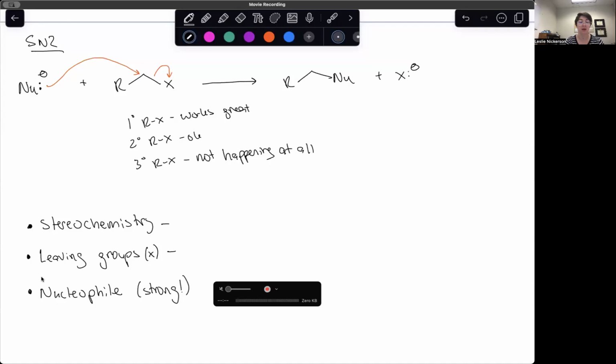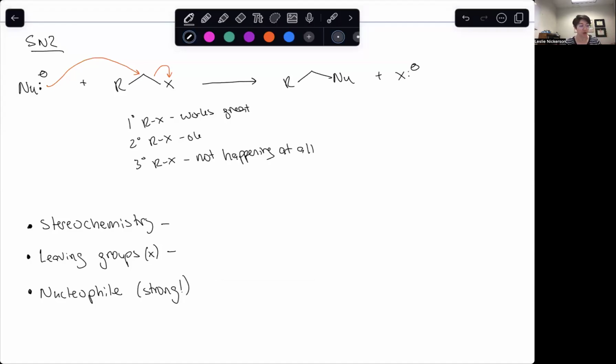Alrighty, let's get the share back up. Alrighty, so that's kind of what's going on with our primary, secondary, tertiary, is we want to really keep an eye on making sure that we're looking at the right thing, okay? And keeping in mind here, very, very important that this is only for sp3 electrophiles.